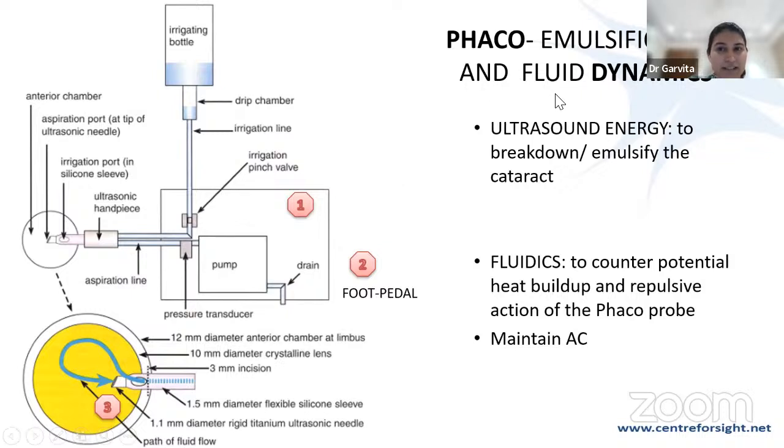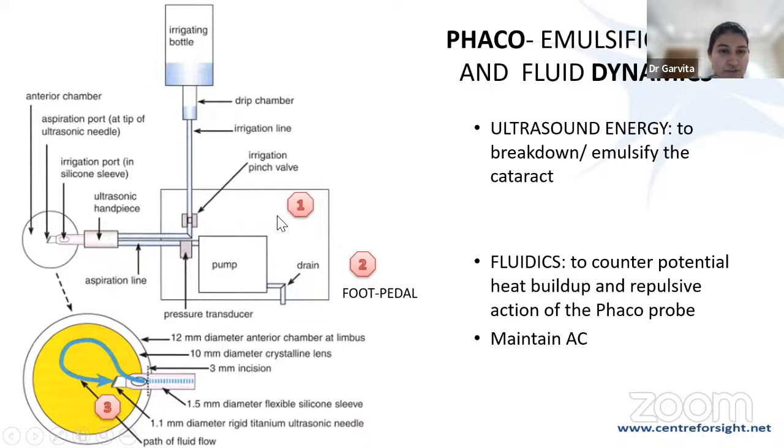Phacoemulsification and fluid dynamics. What is Phaco? It is ultrasound energy which is used to break down and emulsify the cataract. Fluidics are important to counter potential heat buildup which occurs as a result of this ultrasound energy, and also to act against the repulsive action of the Phaco probe, and most importantly maintain AC.